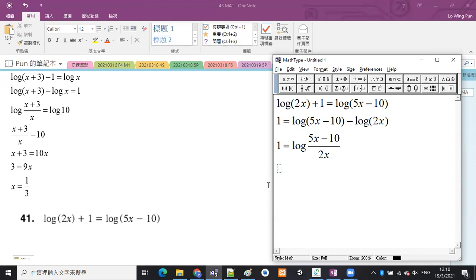I'm going to change this to be log a base a. And this time, the base should be 10 also. And then we can cancel out the log. And this becomes a simple equation. So you may solve for x very, very easily.